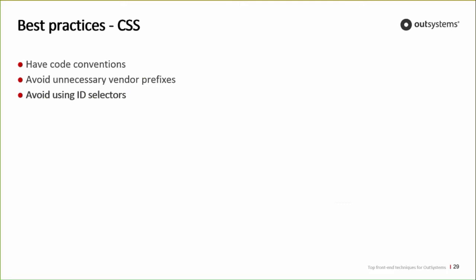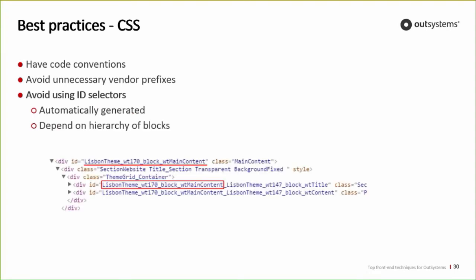Regarding the platform itself, you should avoid using ID selectors in CSS, such as this one. Why? First of all, they are automatically generated by the platform, and they depend on the hierarchy of the elements. So we can have exactly this, where we have an element called main content, and you can see its ID, and one of the children, you can see that it has the prefix of its ID. It's the ID of the parent. So do not try to guess, because this might change anytime.